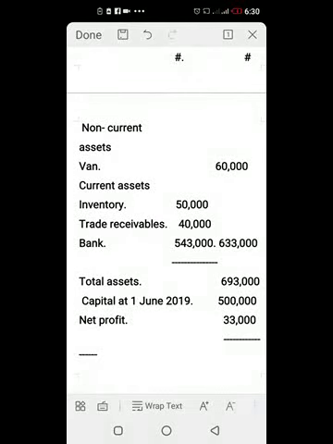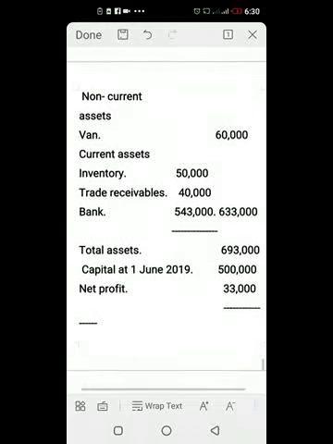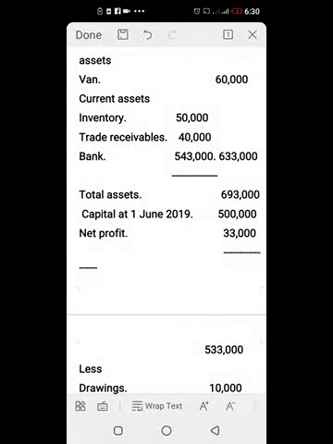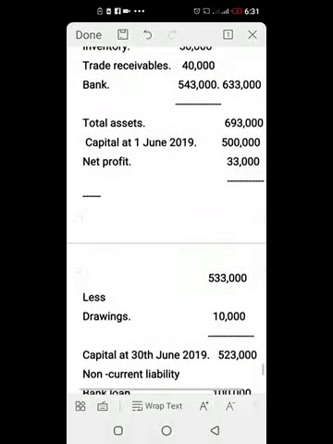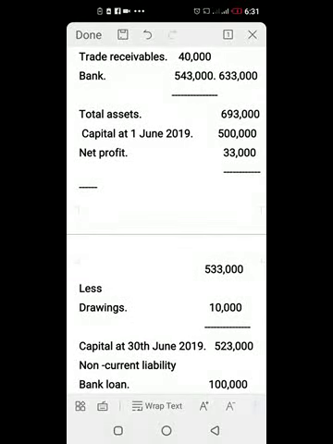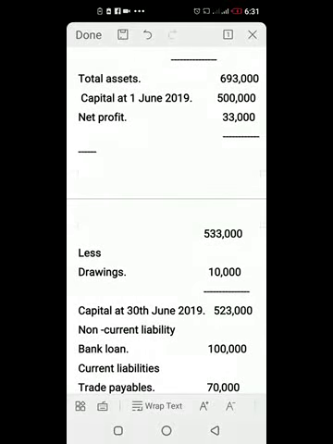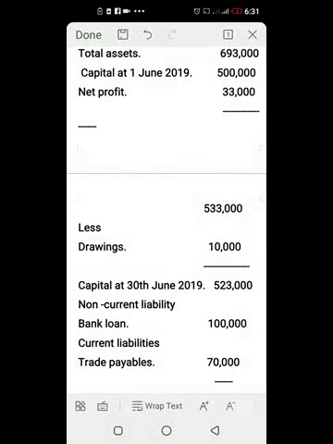Total is 633,000 naira. That means when we add it to the non-current assets, we have our total assets, which is 693,000 naira. Capital at 1st June 2019 is 500,000 naira. Net profit is 33,000 naira. We add them together, we have 533,000 naira. Then we less drawings, which is 10,000 naira, and that will give us capital at 30th June 2019, 523,000 naira.